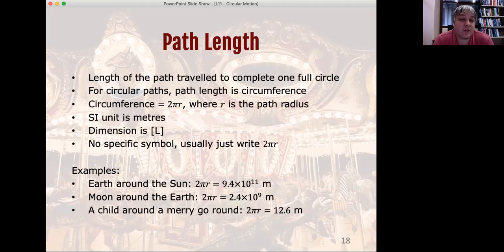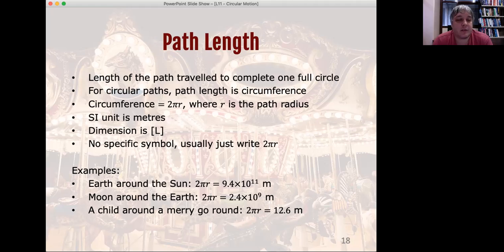The path length is simply the length of the path that the object travels to complete one full circle. We're all familiar with circles. For a circle, the path length is going to be the circumference, and that is just 2 pi r. R is the path radius that we just defined. Again, it's a distance, so we've got SI units of meters, dimension of L, and there is no specific symbol. You can, if you want, go back to the idea of D or X for distance, but generally we're just going to write 2 pi r because we know it's the circumference of the circle, and 2 pi r is pretty simple to write.